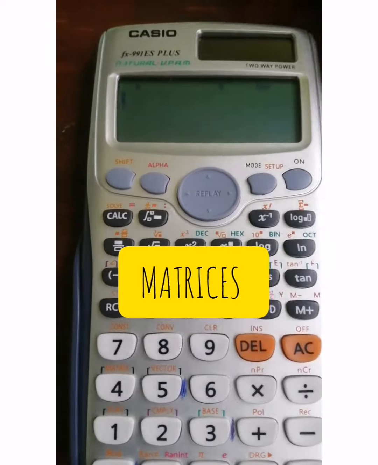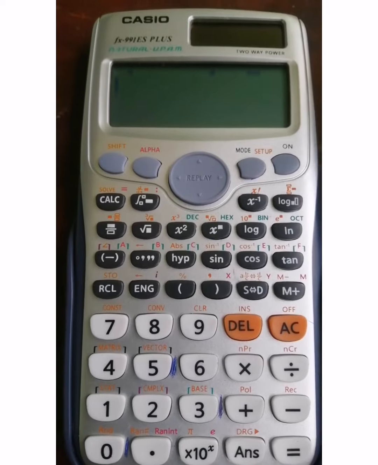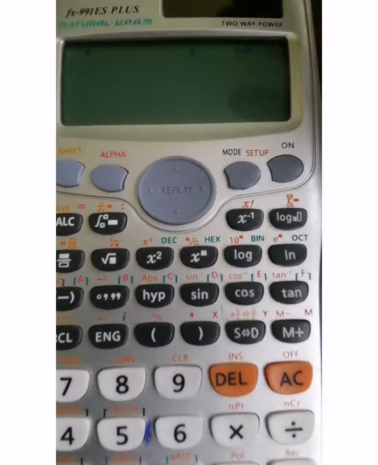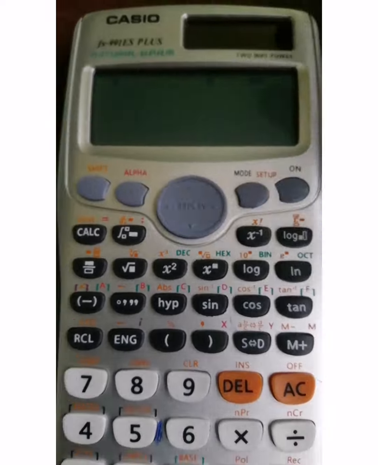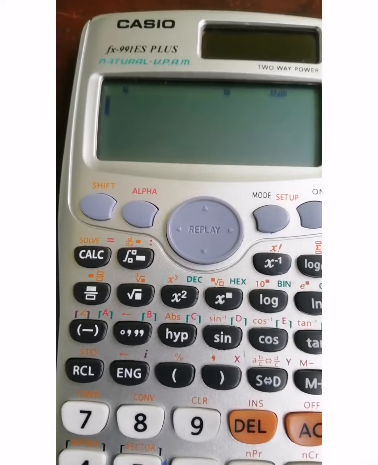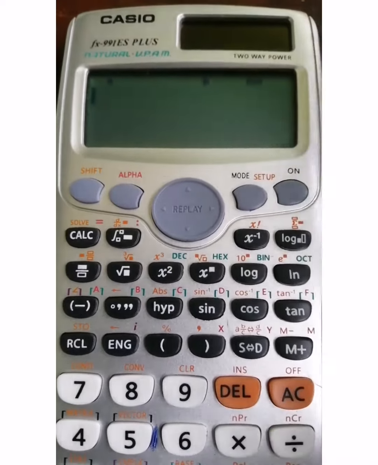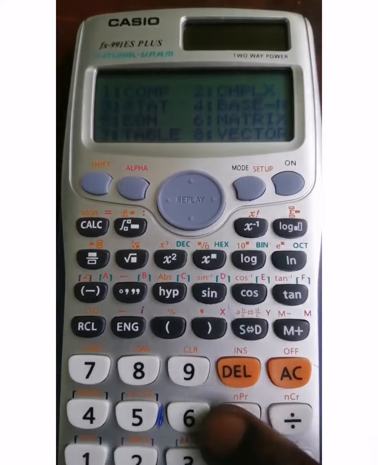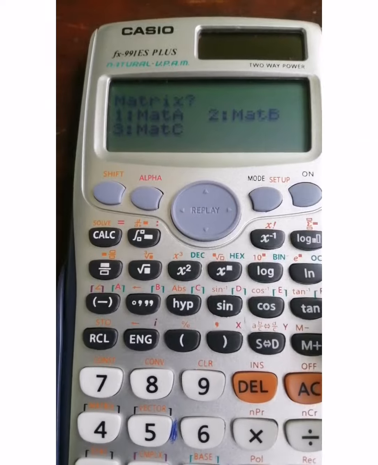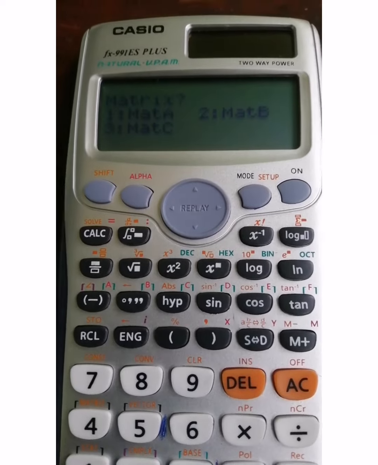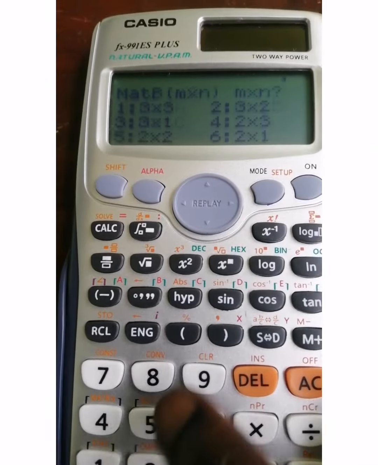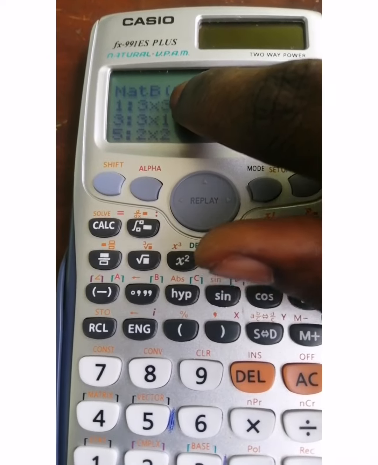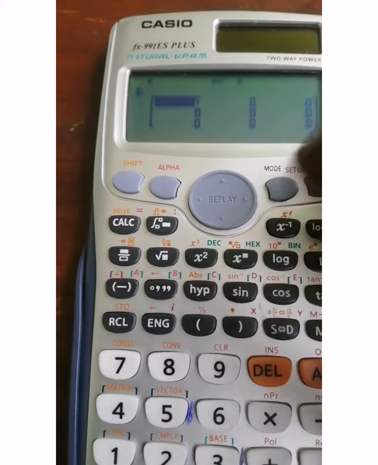So with this, you're going to learn how to use the calculator to solve matrices. With matrices, we have 1 by 1, 2 by 2, this one. For you to do that, the first thing is that you must put this calculator in matrix mode. So you press mode, and the matrix is what? 6, right? So you press 6, and choose the matrix you want to work with. I want to use mat B, and it is maybe 3 by 3. I go to 1, 3 by 3.